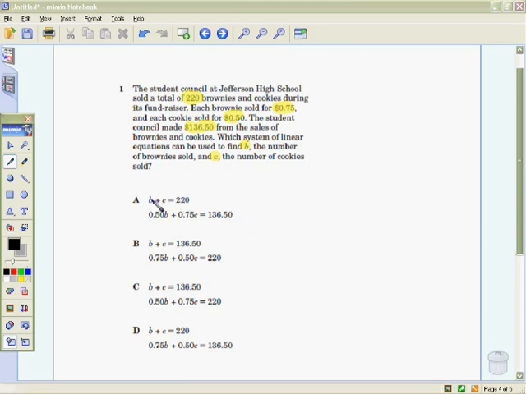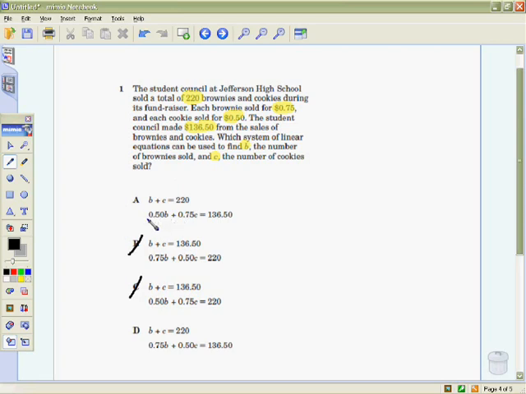Okay, let's look at the first equation for each answer choice. It gives us the total of brownies plus cookies. Well, looking at my information, I've got a total of 220 brownies and cookies, so B plus C should be 220, so I'm good there. See, this one right here doesn't work. B plus C should be equal to 220. That one doesn't work, that one doesn't work, so it's between D and A.